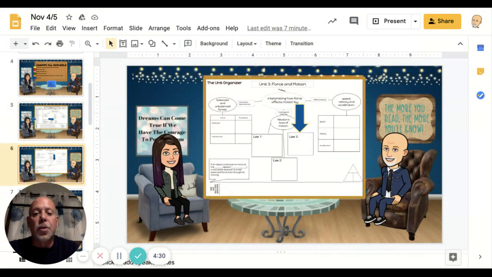Second page of the unit organizer, again, we're on Law 3. We should already have Law 1 and 2 filled out. We should have speed, velocity, and acceleration filled out on the right-hand side. So at this point, we're almost done filling out our unit organizer in our ISN.